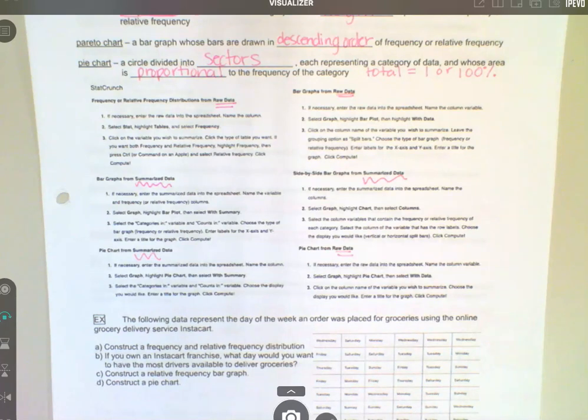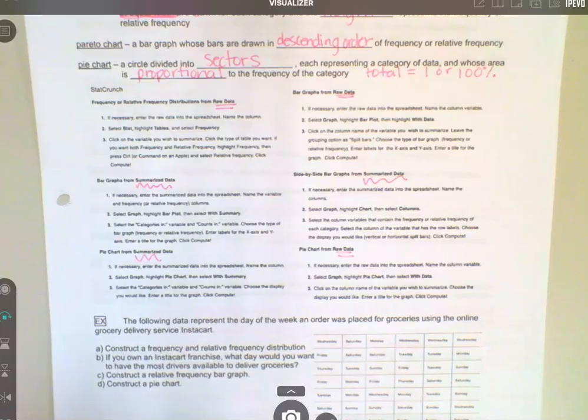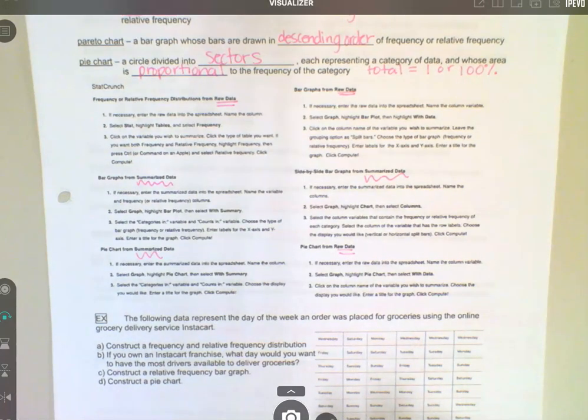So I am going to switch over now. You should have this paper in front of you to glance at while I am going through what's on here. So I've shown you the data that's provided for this example. It says the following data represent the day of the week an order was placed for groceries using the online grocery delivery service Instacart. So it asks us to do several things.